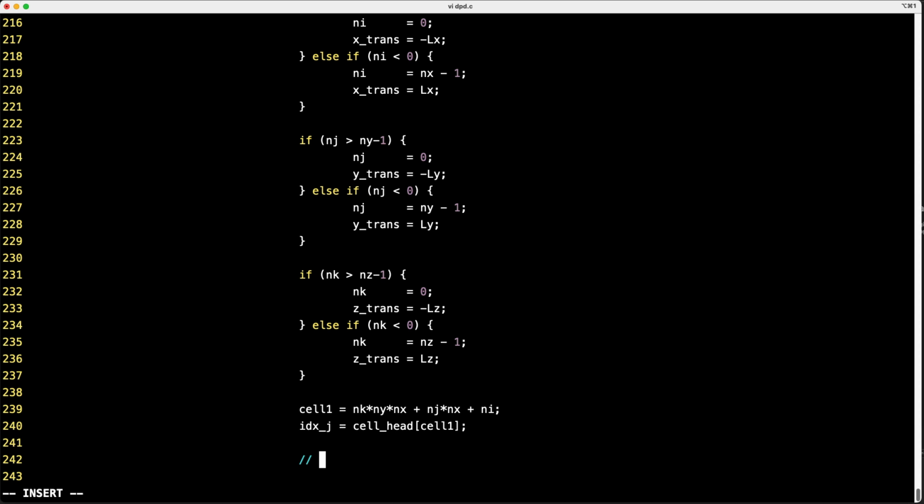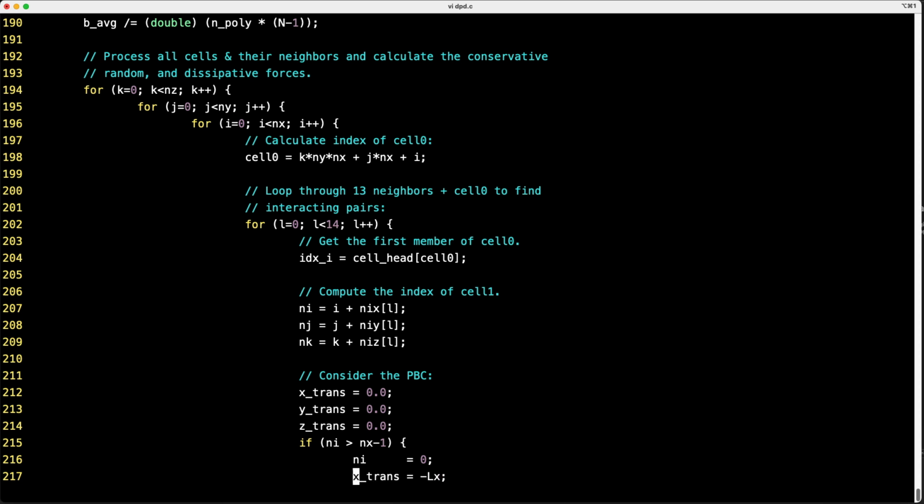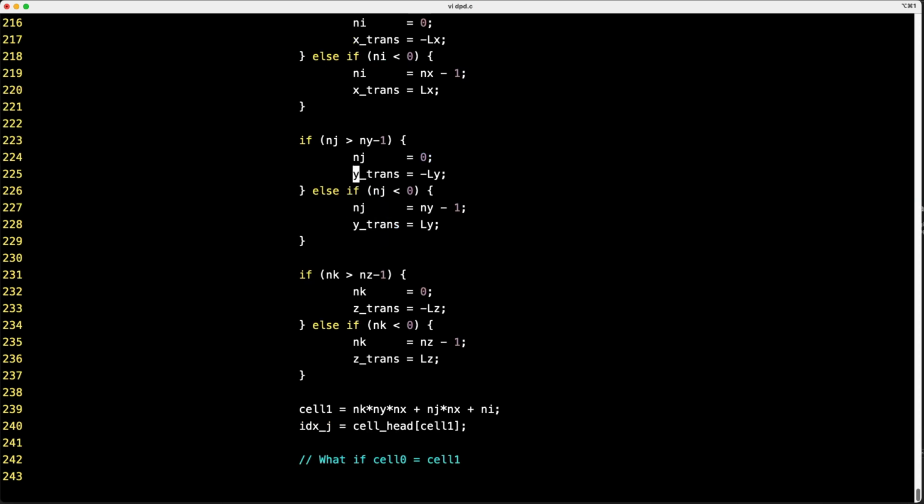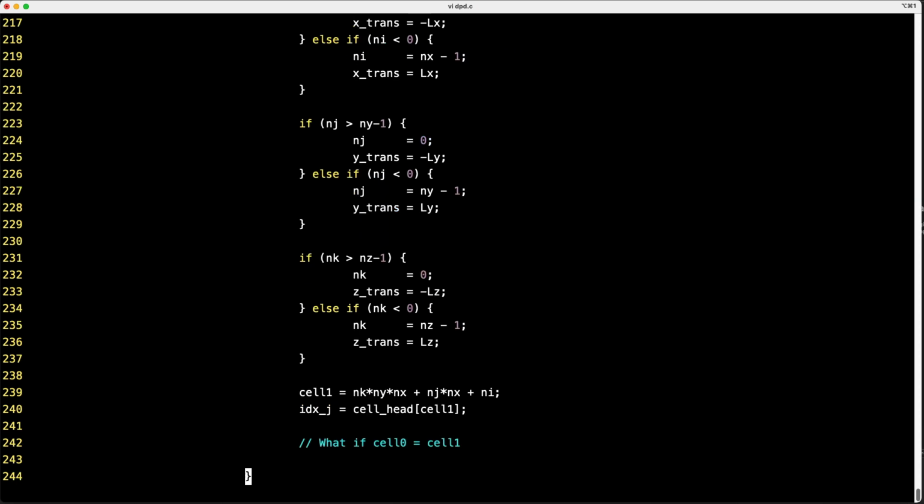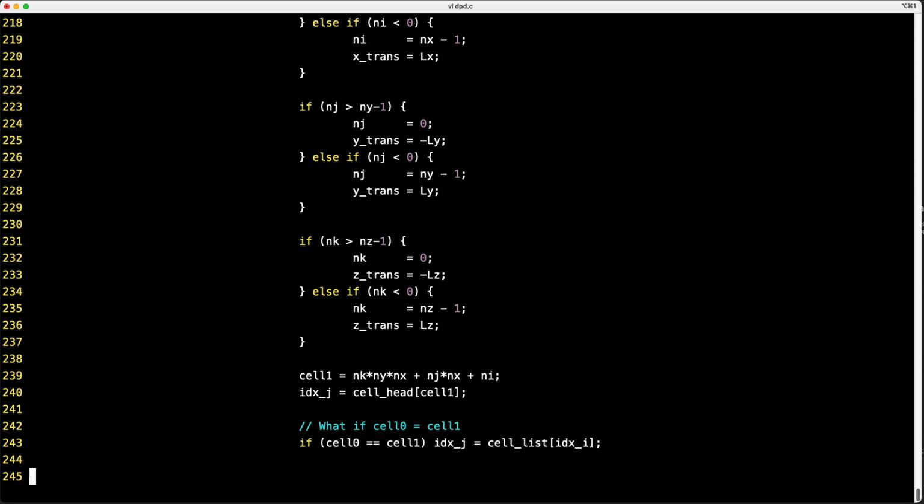However, what if cell 0 is equal to cell 1, right? That's not going to work in this case. We're going to end up processing index I with itself. So if cell 0 is equal to cell 1, then index j should actually be the next particle in the list in the cell of cell 0. I hope that makes sense.